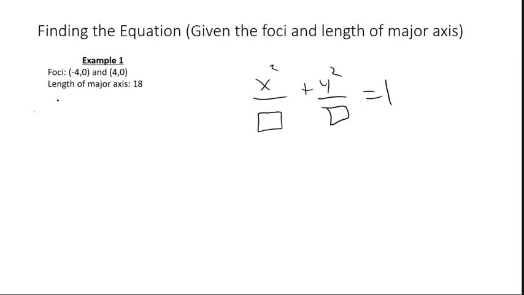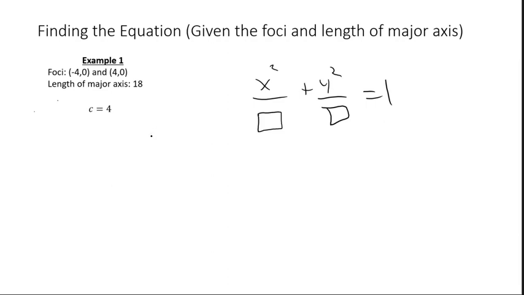C is the distance from the focus to the center. So we see the distance from the focus to the center would be 4. Right, the center is at 0, 0 for these equations. That's right in the center of negative 4, 0 and 4, 0. So our c value is 4.